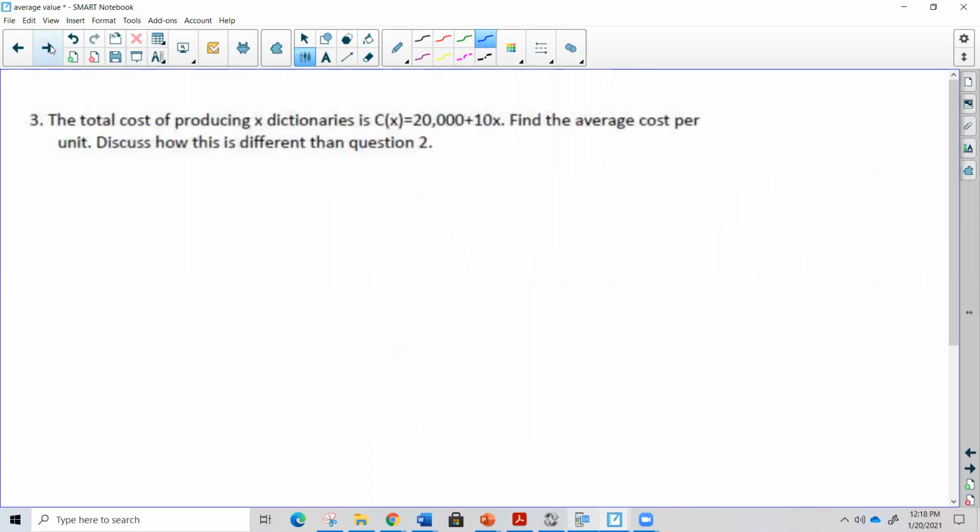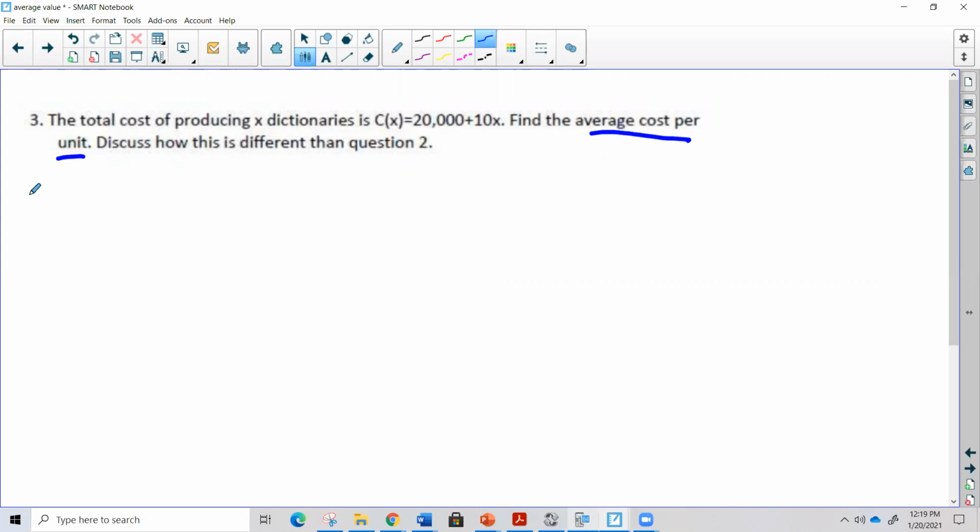So the next example says the total cost of producing X dictionaries is again this C of X equals 20,000 plus 10X. Find the average cost per unit and discuss how this is different than question 2. Okay, this is not the average value. It does not say average value. It says average cost per unit.